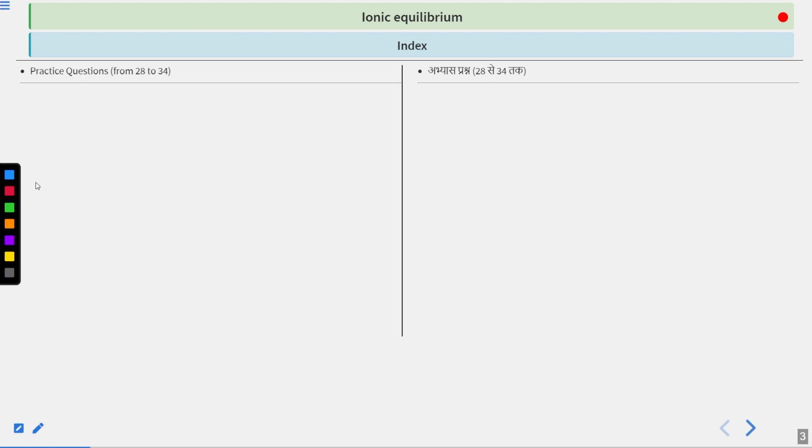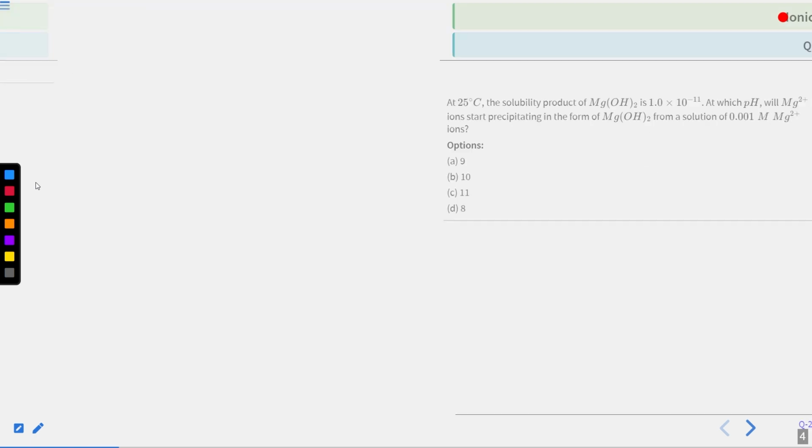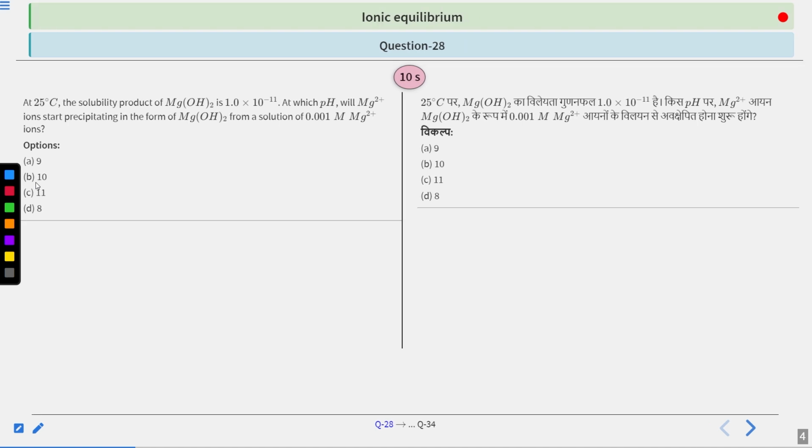So, in this session, we will be practicing questions from 28 to 34. Question says that at 25 degrees Celsius, the solubility of Mg(OH)2 is 1 into 10 to the power minus 11. At which pH will Mg2+ ions start precipitating in the form of Mg(OH)2 from a solution of 0.001 molar Mg2+ ions? Options are A 9, B 10, C 11, and D 8. Your time to solve this question starts now.